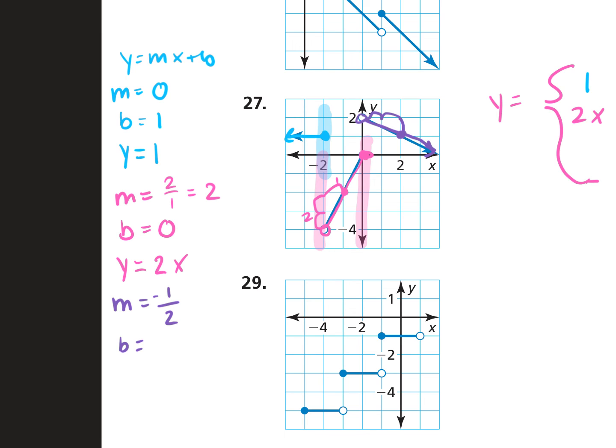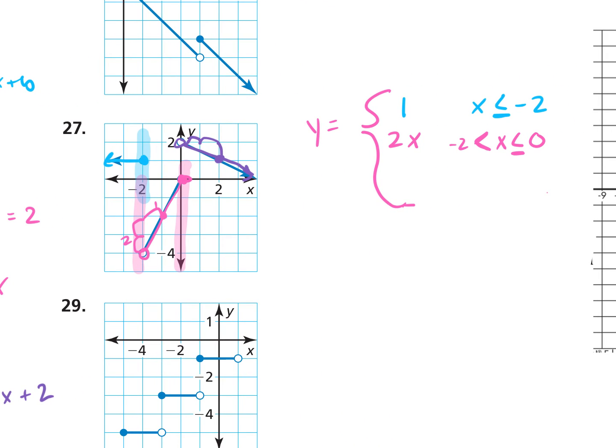We cross the y-axis at 2. Perfect. So how would I write my equation of the line? Y equals -1/2 x plus 2. Perfect. Y equals -1/2 x plus 2. So here I'd write -1/2 x plus 2.